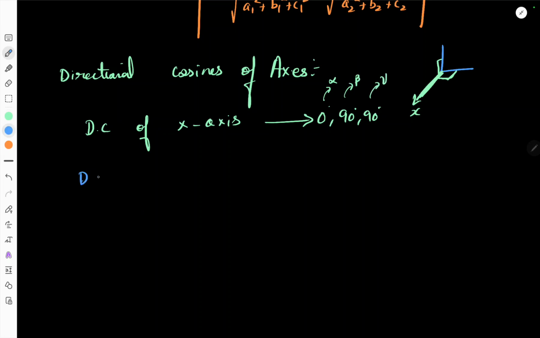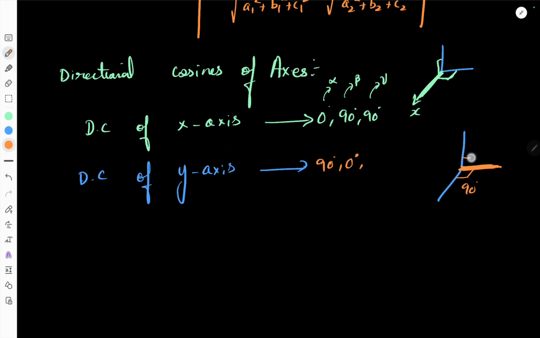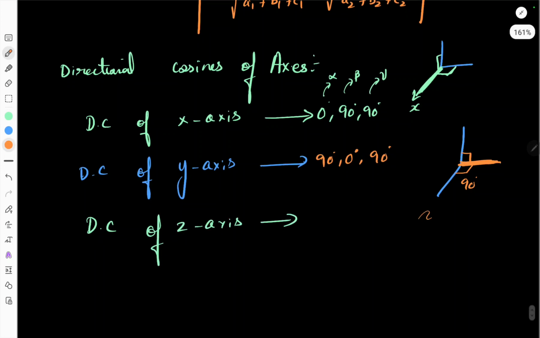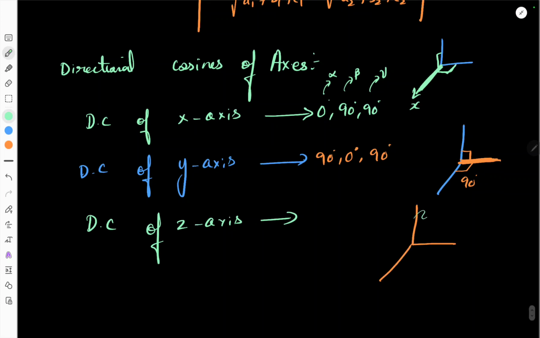The next thing is directional cosines of the y-axis. If some line is on the y-axis, from the x-axis it makes an angle of 90 degree, from the y-axis itself it makes an angle of 0 degree, and from the z-axis again 90 degree. Now the next thing, directional cosines of the z-axis. This is that line, and from the x-axis it makes an angle of 90 degree, from the y-axis also 90 degree, and from the z-axis 0, so 90, 90, 0.